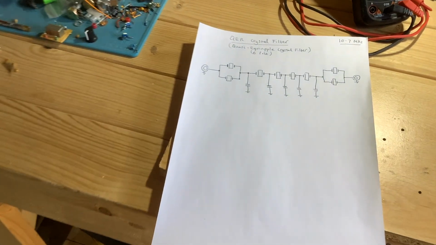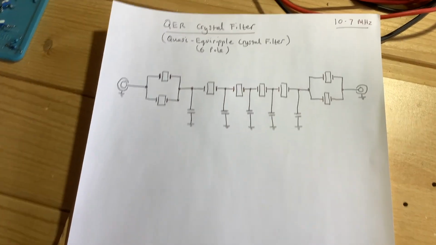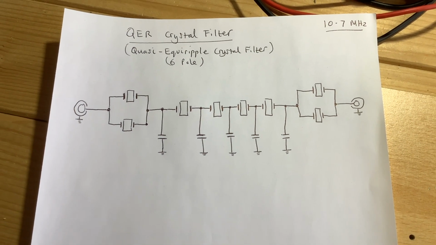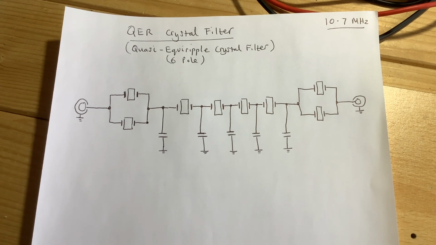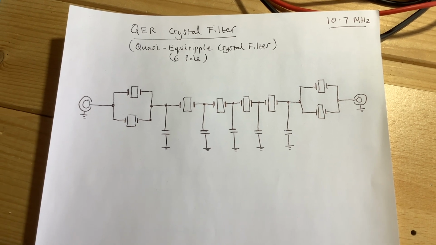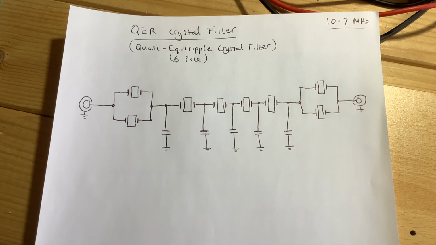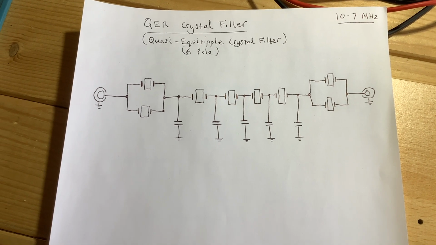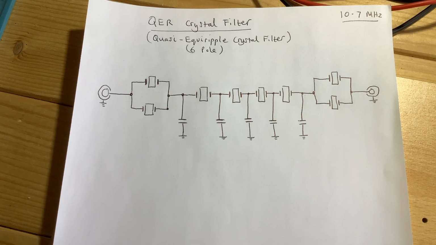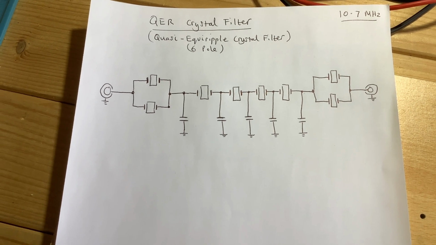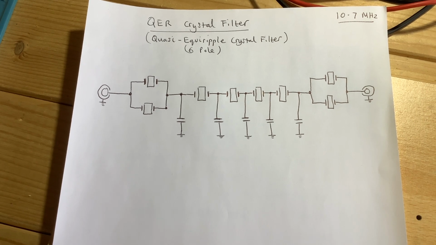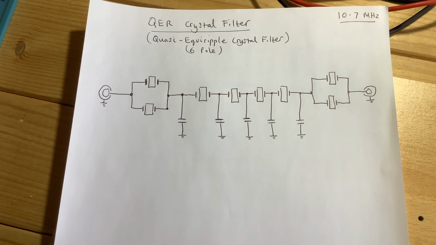Well, welcome to the bench. And here is my schematic for my QER crystal filter. You see I've gone for a 6-pole. And although it's 6 poles, it's actually 8 crystals, because the 2 at the beginning and the 2 at the end are in parallel. So yeah, that's what I've gone for.